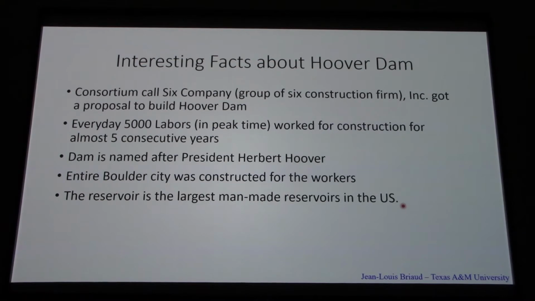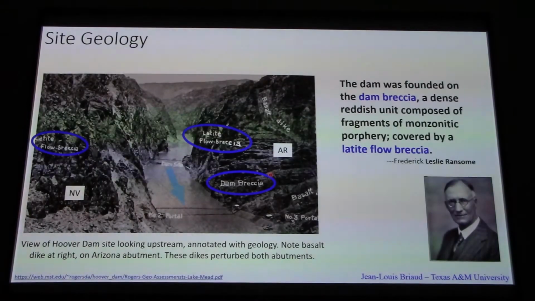So this is a huge undertaking, as you can imagine. 6 companies, 6 construction firms were selected. 5,000 people worked during peak time for the construction for about 5 years. The dam is named after President Hoover. Before that, it was called Boulder Dam because the entire city of Boulder was constructed for the workers, and at the time it was the largest man-made reservoir in the U.S.